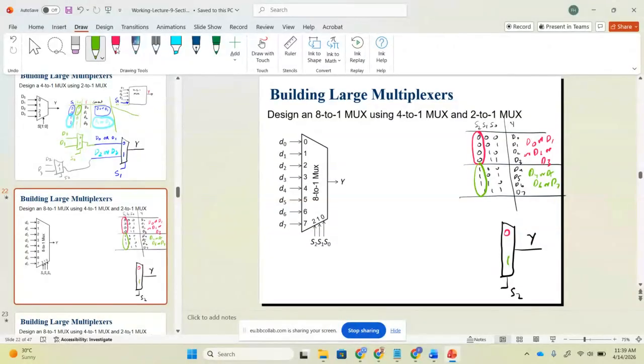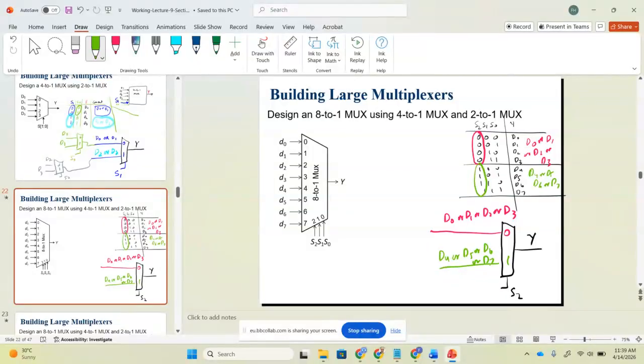Now for 0, the red color, what can I write here? D0 or D1 or D2 or D3. Now in green color, I'm writing D4 or D5 or D6 or D7. Any question? Is it clear or not clear? Yes, it's clear. Very good.